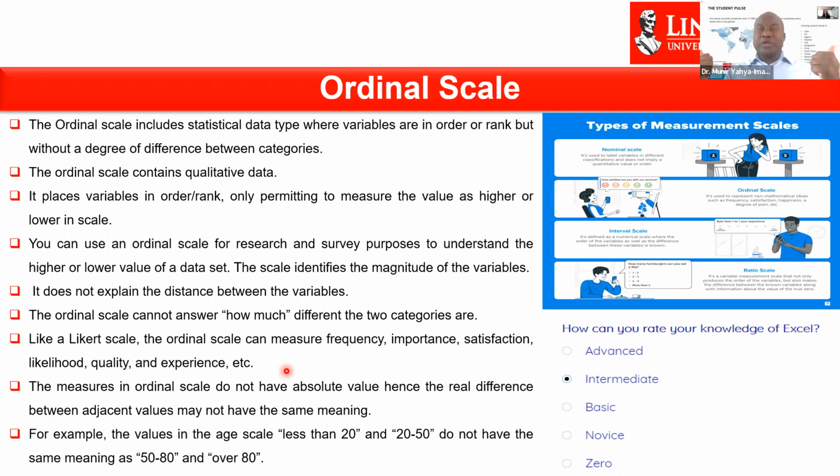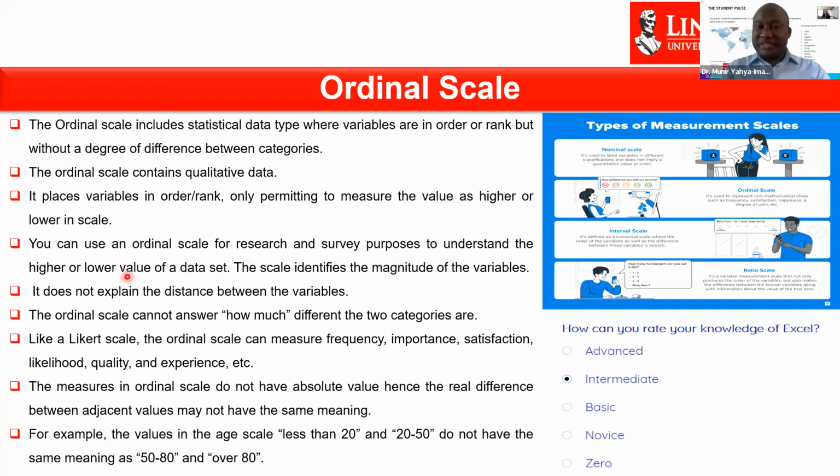Let's say you either score 1 or 2. You cannot score 1.5 or 1.8. So even if you score 1.2 or 1.3, it will take it to 1. But if you score 1.8, depending on how you have set it, maybe it will be put to 2, if you round it up. So it doesn't measure the difference between the two. It only measures the absolute value, maybe 1, 2, 3, 4, 5. So you can use an ordinal scale for research and survey purposes to understand the higher or lower value of a data set. The scale identifies the magnitude of the variables, but it does not explain the distance between the variables. That's what I'm saying about the gap, the interval between these two variables.